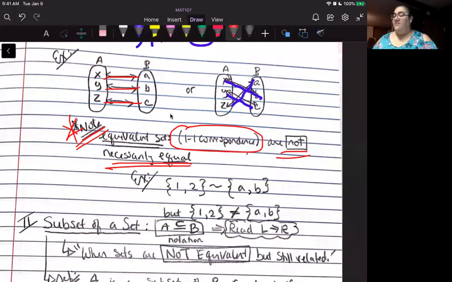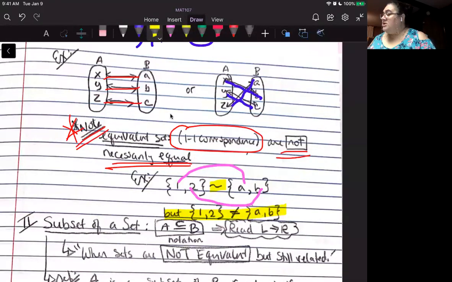So for example, we have the set here of numbers 1 and 2, and it is equivalent, or matching, to set A and B because we can match each element to a pair, right? They are not equal, however, and you can see it here, they are not equal because 1 and 2 are very different elements than A and B. They are equivalent, which is why we can use this symbol, because we can have one-to-one correspondence between both sets, okay?